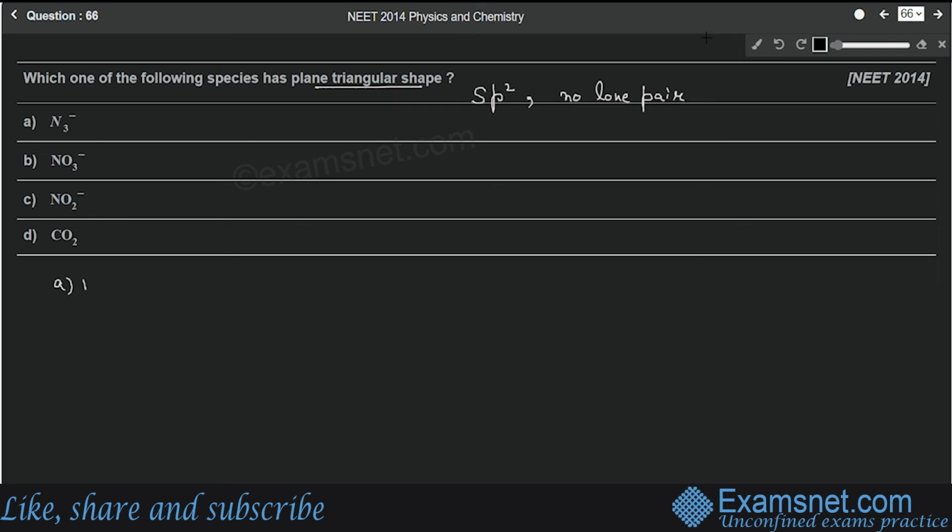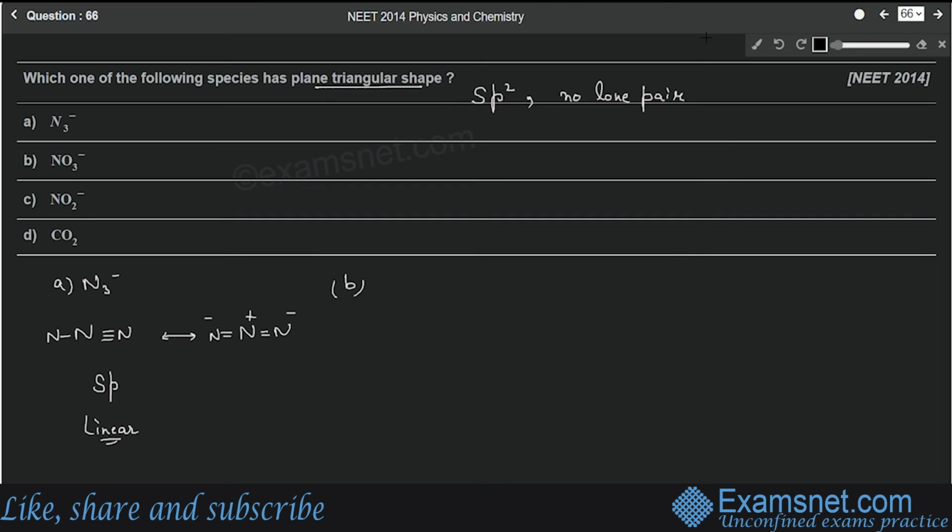First option is N3 minus. So if you draw the structure of N3 minus, it will be N triple bond N and this side single bond N, or it can be like this, nitrogen double bond N and double bond N. Plus charge and here minus charge. So these are the structures of N3 minus. The hybridization in this case is sp and the shape is linear. So definitely this is not trigonal planar. So this is not the correct answer.